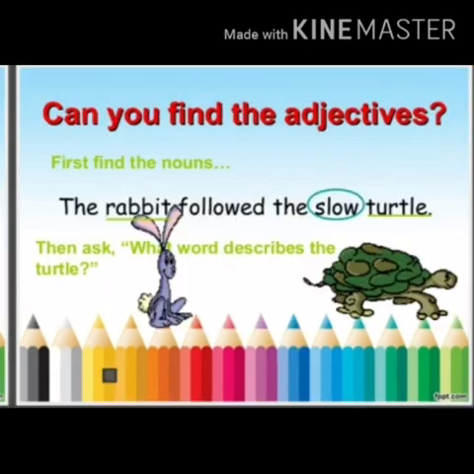Now look at the next picture. Can you find the adjectives? Again, you'll have to find out the nouns first. The rabbit followed the slow turtle. Here, in this picture, rabbit and turtle both are nouns. But which word is adding meaning to turtle? That is slow. So it's an adjective because it is describing the turtle.